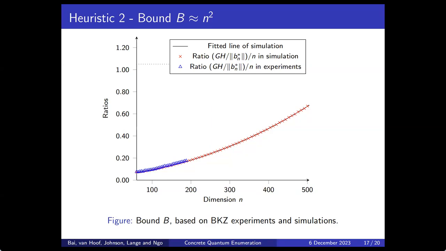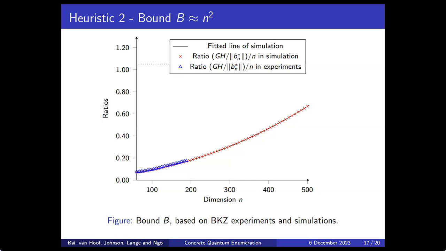And then we use BKZ to reduce it and compute the bound. And so we compare the result between the experiment and the result using the simulator. And then you can see the result between experiment and simulation, they match each other.